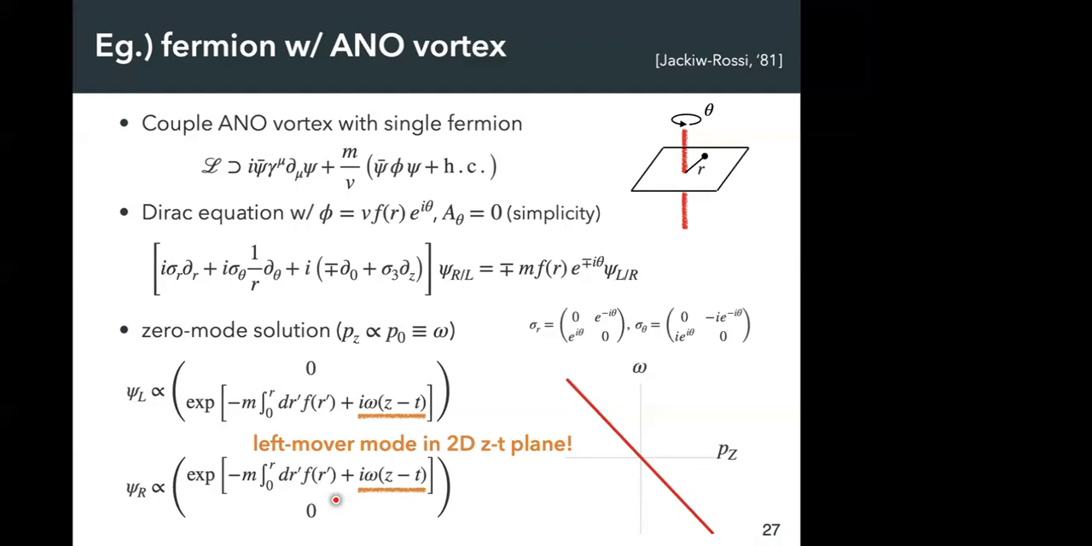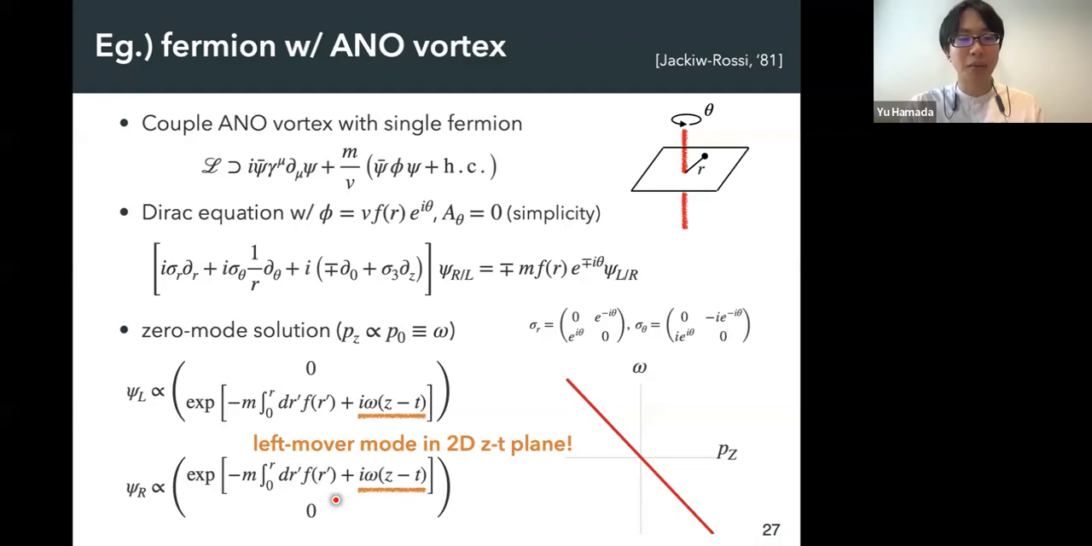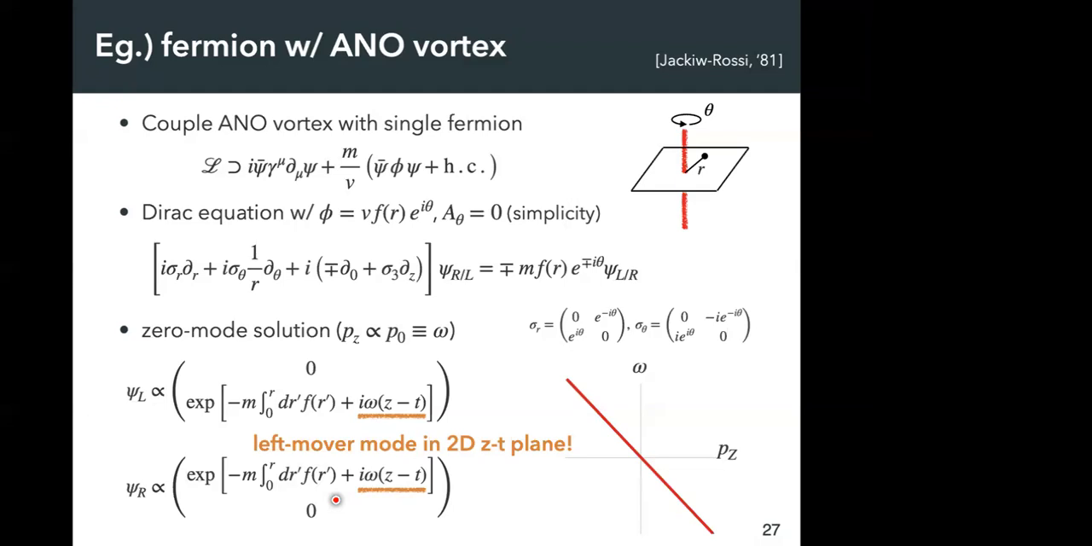Okay. Yeah, thank you. So this is the case of the electron. So in the two-dimensional language, yeah, is it right-handed?